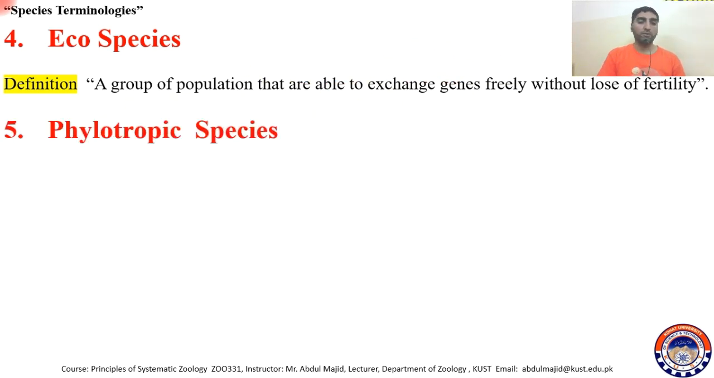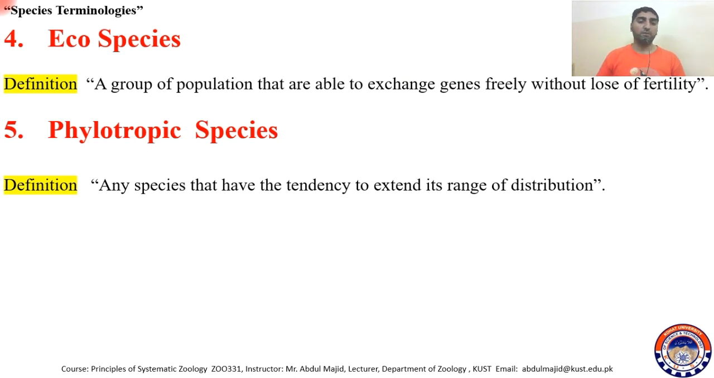Then there is the phylotropic species: any species that has the tendency to extend its range of distribution. Species originate once at a certain point on the earth, in the biosphere. But then they reproduce and increase their number, and the population pressure increases. If these animals have proper locomotory organs and ways to distribute, then they start extending their range. They move out from their original birthplace and distribute throughout the world. Now, not all organisms have this tendency.